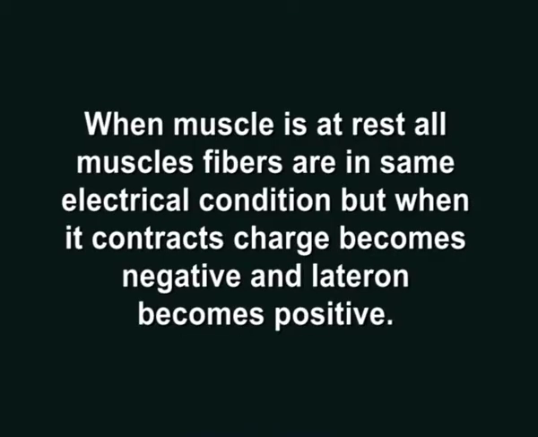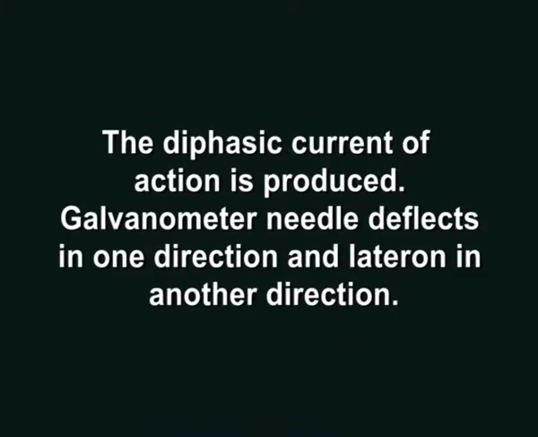Electrical change. When muscle is at rest, all muscle fibers are in same electrical condition, but when it contracts, charge becomes negative and electrode becomes positive. The diphasic current of action is produced. Galvanometer needle deflects in one direction and later in another direction.